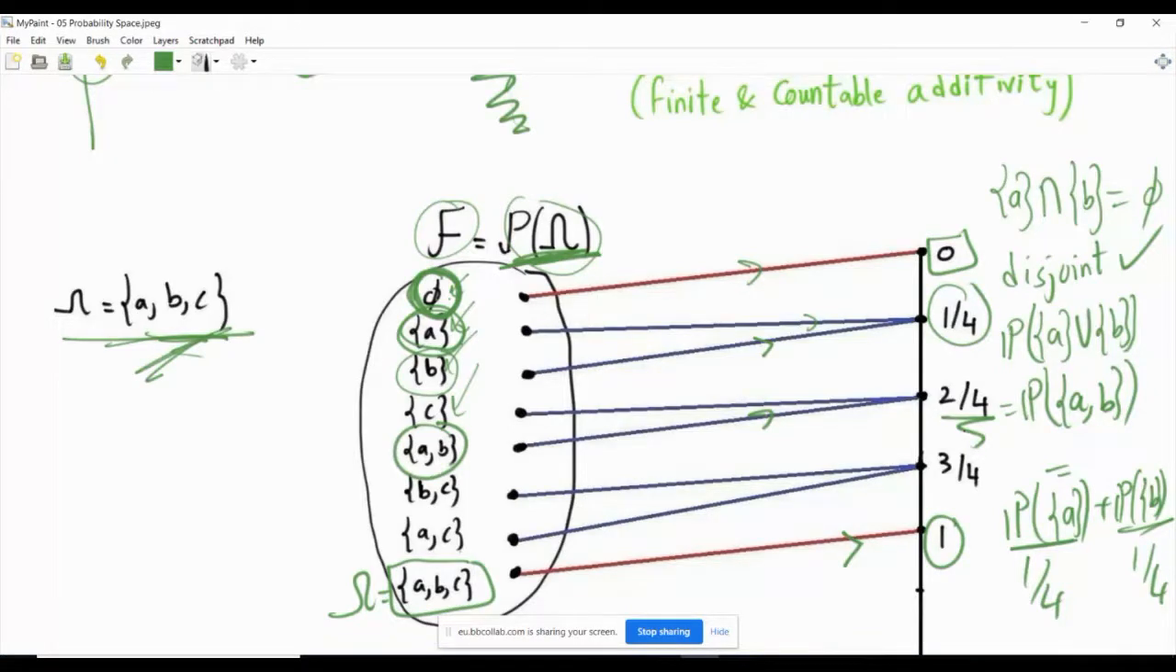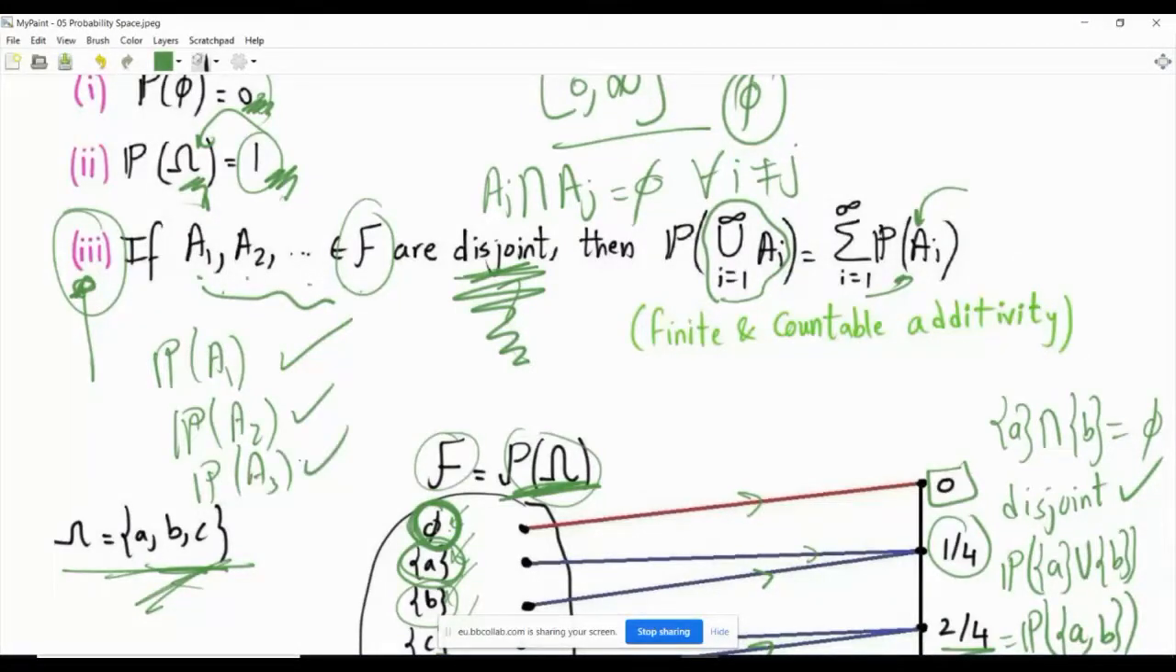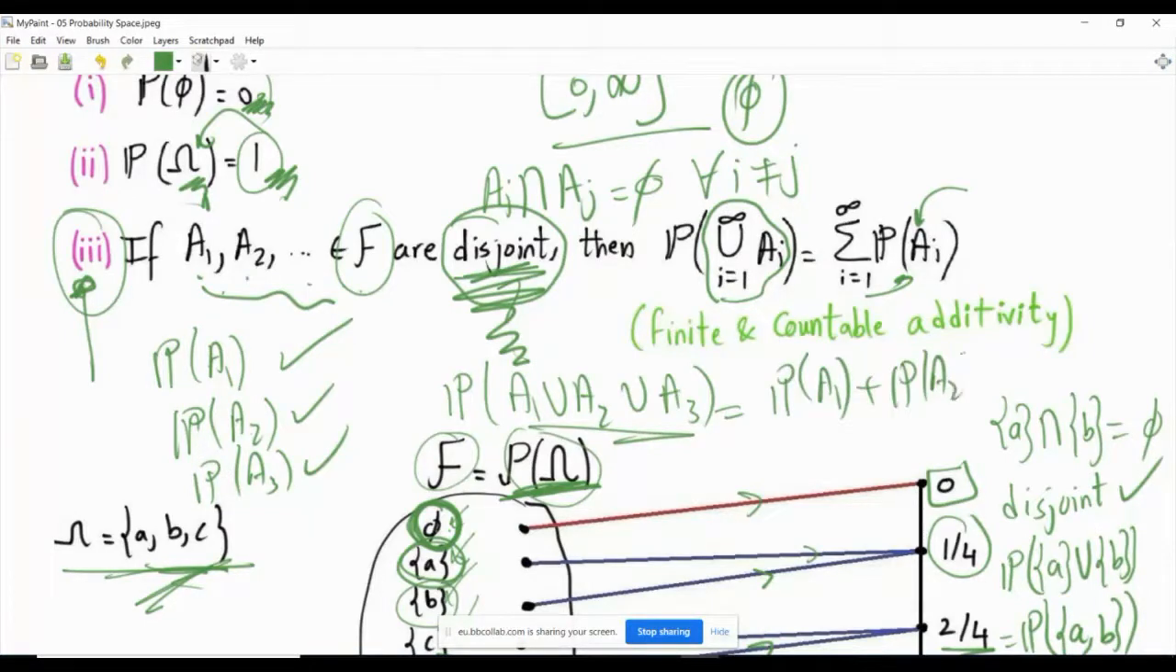So this is the third requirement: if you assign numbers, say P of A1 is something, P of A2 is something, P of A3 is something, then what should P of A1 union A2 union A3 be? If those sets are disjoint, and this is very important, then you need to assign the sum. If they are not disjoint, this is not what the probability measure is about. So, provided that those sets are disjoint.